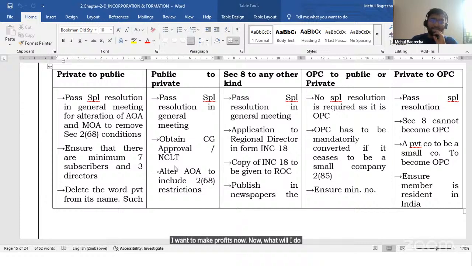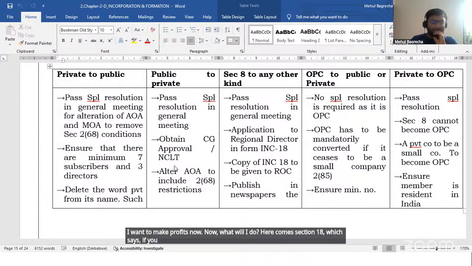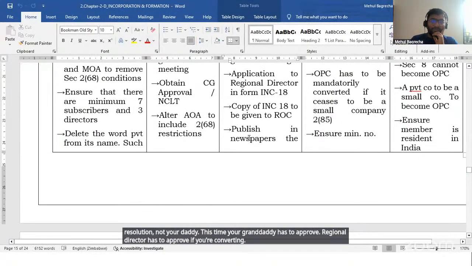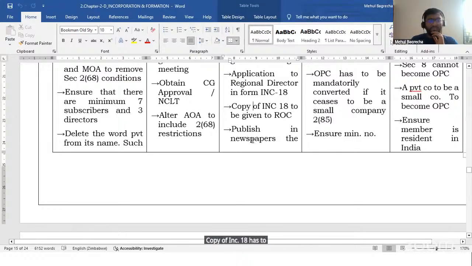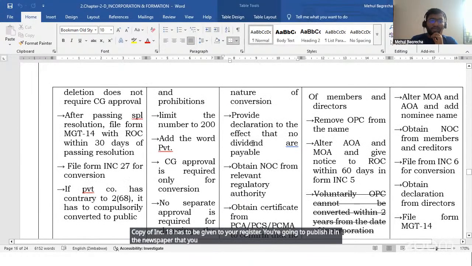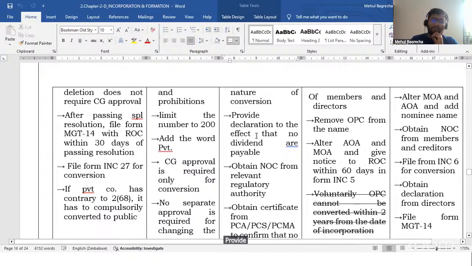Here comes Section 18, which says, if you want to go ahead and do anything of this sort, pass a special resolution, not your daddy. This time, your granddaddy has to approve. Regional director has to approve if you're converting. Copy of INC 18 has to be given to your registrar. You're going to publish it in the newspaper that you're converting. Provide the declaration that no dividends are payable.